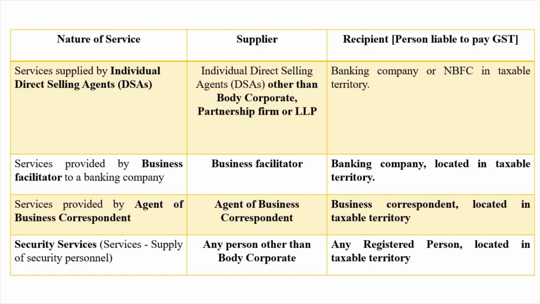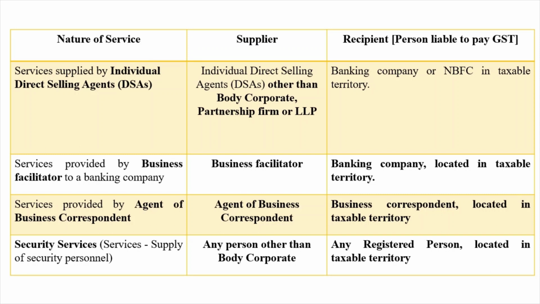Now, service supplied by individual direct selling agent. So any service provided by DSA, individual direct selling agents other than body corporate, partnership firm and LLP. ये डायरेक्ट सेलिंग एजेंट किसको सर्विस प्रोवाइड कर रहे हैं? तो बैंकिंग कंपनी और एनबीएफसी इन टैक्सेबल टेरिटरी. तो हु इज अ रेसिपिएंट? बैंकिंग कंपनी या एनबीएफसी जो टैक्सेबल टेरिटरी में लोकेटेड है वो सर्विस रेसिपिएंट है. तो दे आर लायबल इफ दे आर रिसीविंग सम सर्विसेज फ्रॉम डायरेक्ट सेलिंग एजेंट्स.